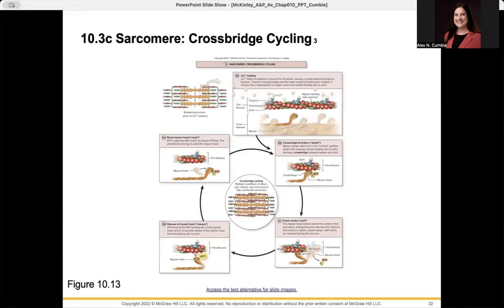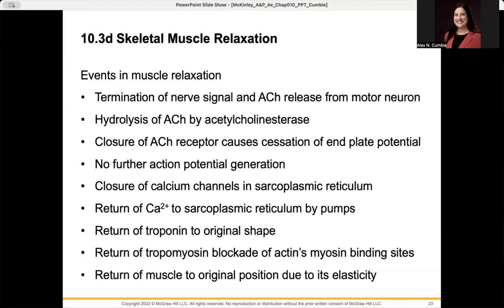So once we do this cross bridge, you can see in this picture here, the sarcomere is shortened, showing that it's contracting. We do eventually, because our muscles do not stay contracted unless we are in rigor mortis, which we'll talk about briefly, go back into a relaxation state, for a person who is alive. What happens for muscle relaxation, those events?